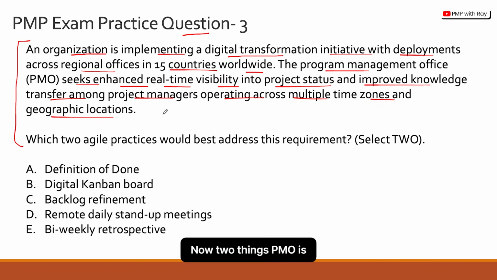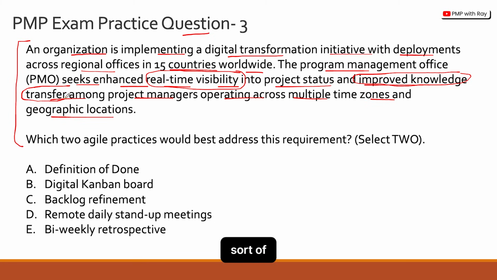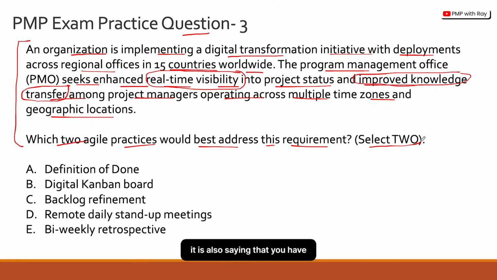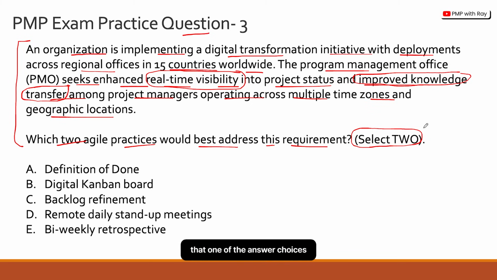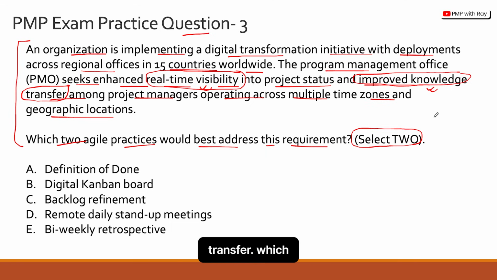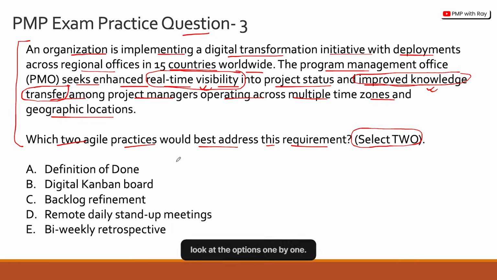Okay, now two things PMO is asking from you. One is real-time visibility, that's item number 1 which PMO is seeking, and secondly, improved knowledge transfer. So these are your two asks from PMO, and which two agile practices would best address this requirement? It is also saying that you have to select two answer choices. So it is a very 1:1 mapping, that one of the answer choices should give you the real-time visibility which the PMO is asking, and the other answer choice would give you the improved knowledge transfer which the PMO is asking for. Okay, so let's look at the options one by one.